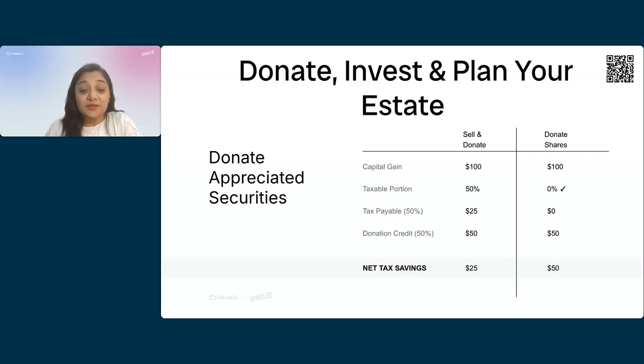So here's the key takeaway. By donating shares directly instead of selling them first, you completely avoid capital gains tax and still receive the full donation credit. The result is simple: you double your tax savings, going from $25 to $50. Donating appreciated shares instead of cash is one of the most effective ways to maximize your tax benefit. However, I would like to quickly highlight one point here.